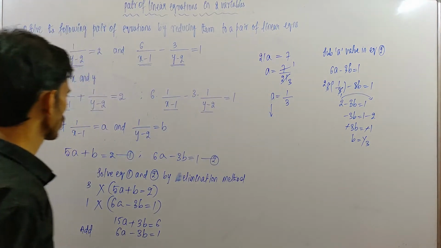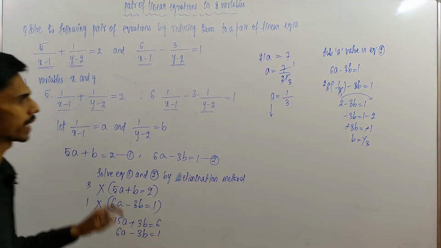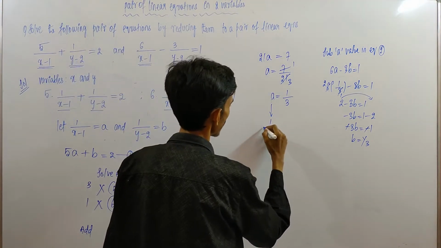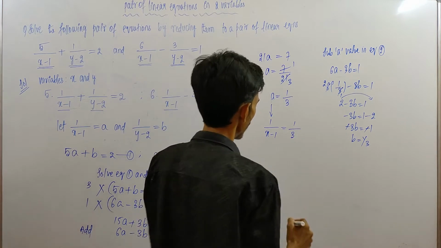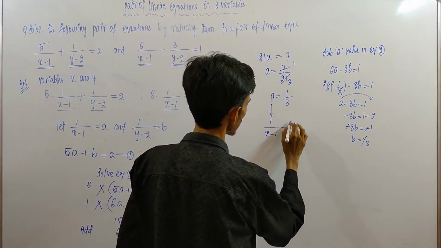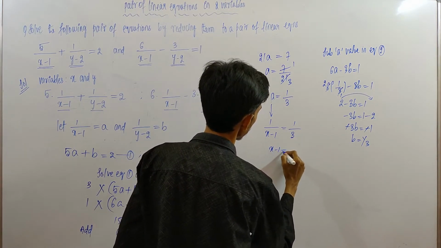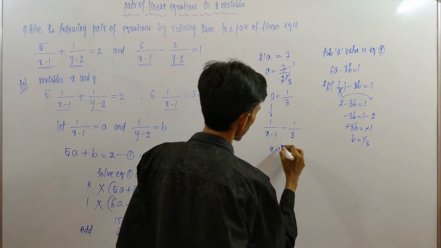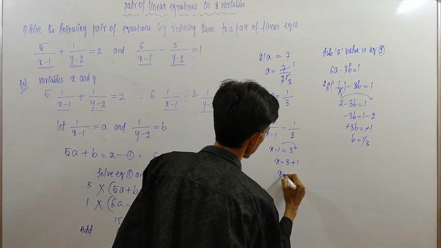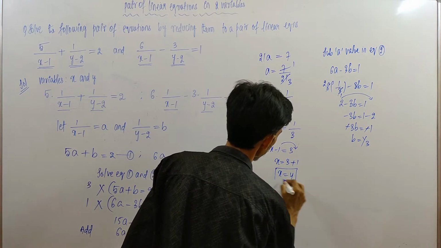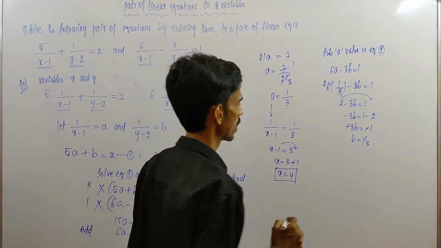We have supposed the a value as 1 by x minus 1. So 1 by x minus 1 is equal to 1 by 3. Now cross multiply, we have x minus 1 into 1, we have x minus 1 is equal to 3 into 1, we have 3. Send this here, we have x is equal to 3 plus 1, that is x is equal to 4. This is the value of the variable x.